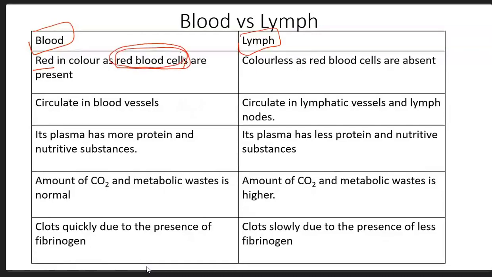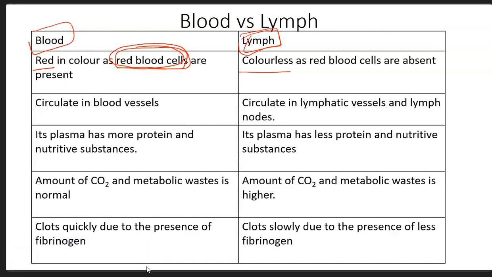Lymph is colorless because the red blood cells cannot pass through the blood capillaries. Although blood capillaries are porous, the pores will not allow red blood cells to move out of the blood capillaries and enter your interstitial fluid. They can't. The red blood cells are large in size, so there are no red blood cells in the interstitial fluid, and therefore no red blood cells in the lymph. It is colorless.